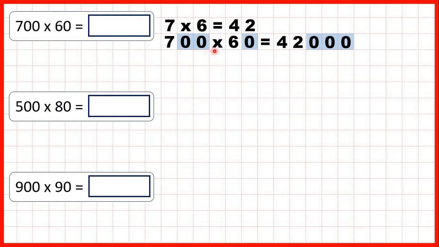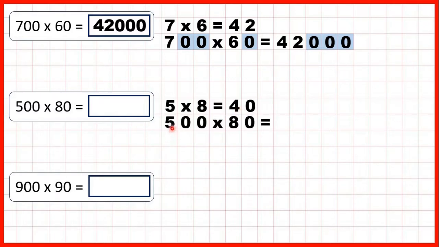We have 3 end zeros in the question, 2 here and 1 here, and that means that we need 3 end zeros in our answer. So 700 times 60 is 42,000. So now we have 500 times 80. So first, 5 times 8 is 40. And that means that we can work out 500 times 80. We get 40,000 because 5 times 8 is 40.